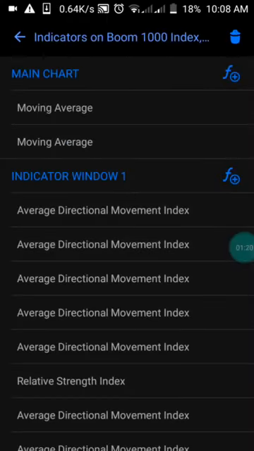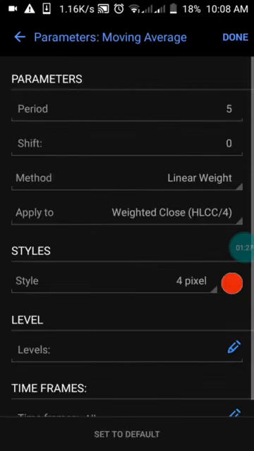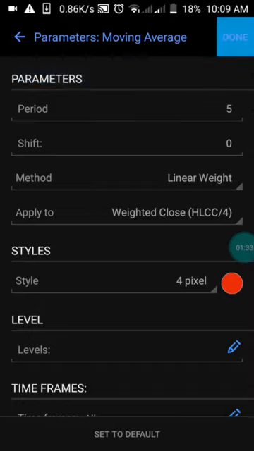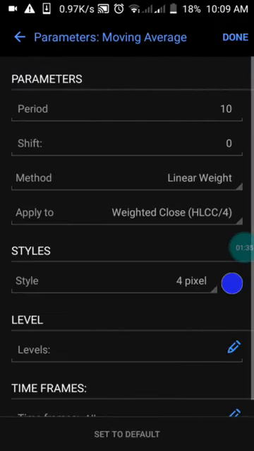Guys, as you can see now, I'm going to be fast with it because I don't want this video to be too long. So we have the main chart, which is the moving average, the period of 5. Just screenshot it the way I'm opening it, then you press on done. That's the first moving average. The second moving average is this. Just screenshot it and press on done.